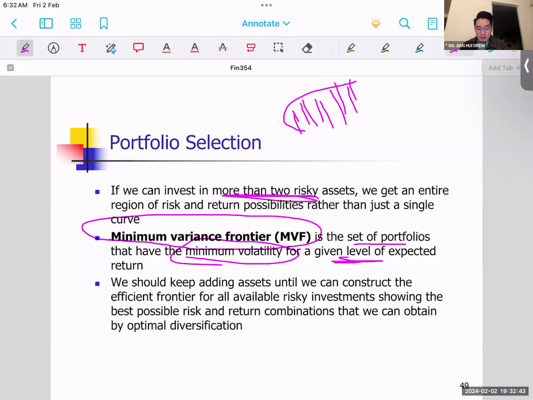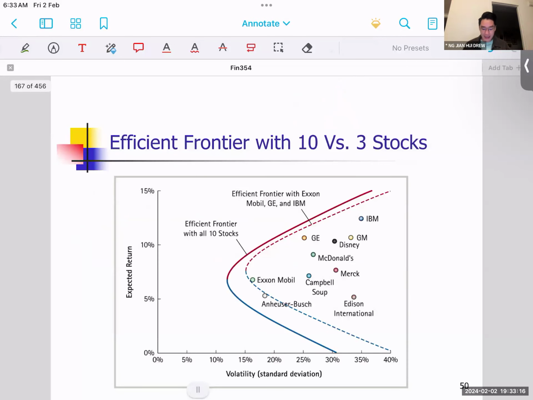The minimum variance frontier is the frontier that is given by this line that I just re-highlighted. And why is this called a minimum variance frontier? It means that it is the least volatility for a given return. So it's the best option that you can have. Okay, let's look at a graph to try to understand this again.